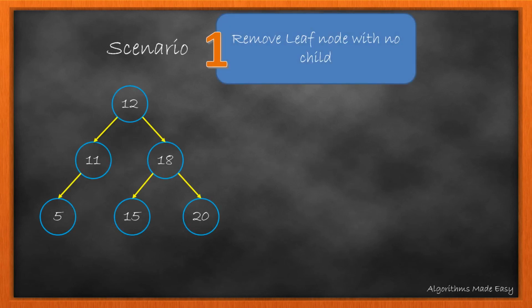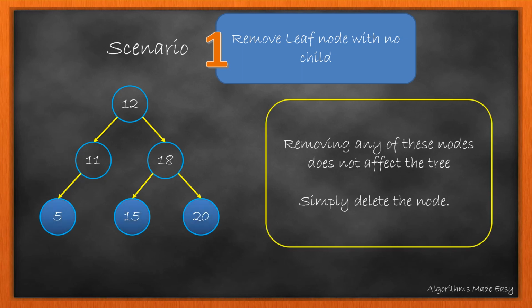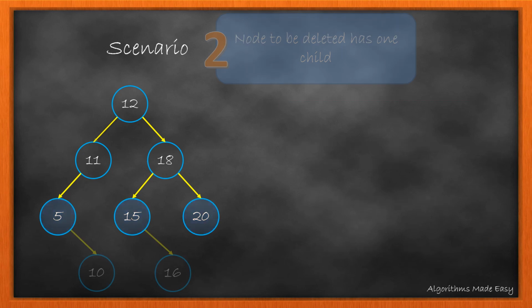The first scenario is where we want to delete a leaf node. Leaf node is a node that has no children. In this tree, node 5, 15 and 20 are leaf nodes. If we were to delete any one of them, we could simply make the node null. This is because deletion of these nodes would not affect the child node position.